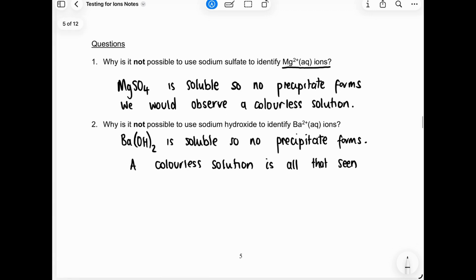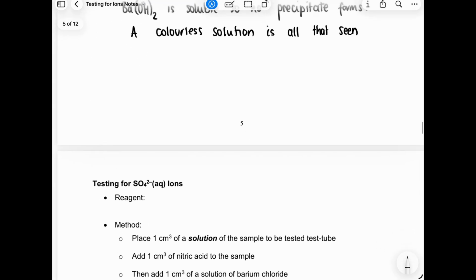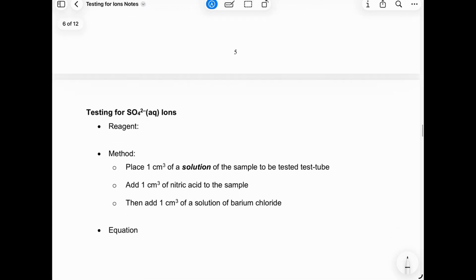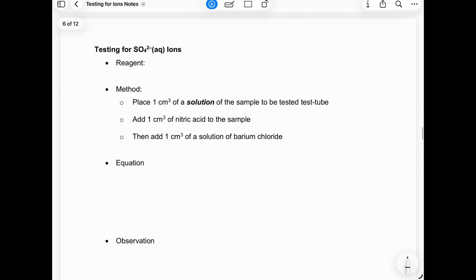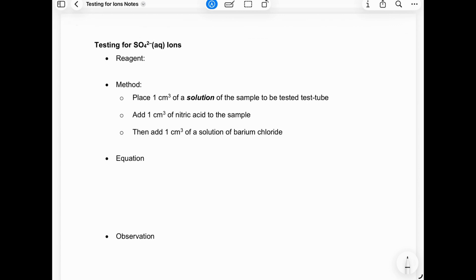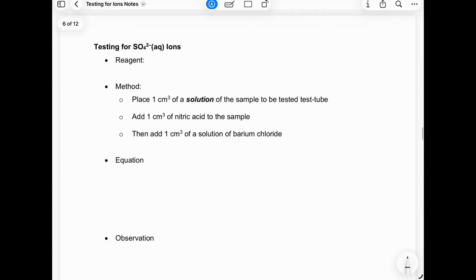So that's testing for magnesium and barium ions. And in this video, we're also going to look at testing for sulfate ions because it links directly to testing for barium ions. If we want to test for sulfate ions, we want to make the insoluble barium sulfate. And so we want to use a reagent that contains barium ions. So a barium salt, not barium sulfate though, because that's what we're trying to make. So usually barium chloride is used.